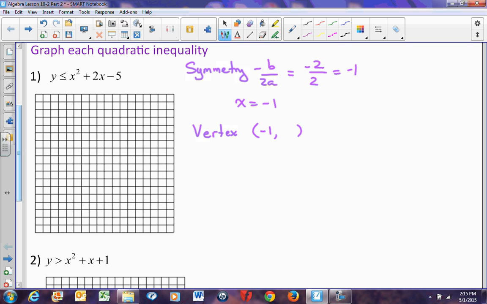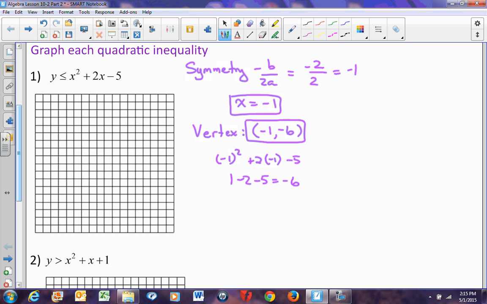Now I'm going to find the y value of my vertex. I'm just going to put in negative 1 for x. So I have negative 1 squared plus 2 times negative 1 minus 5. This is 1 minus 2 minus 5, which makes this minus 6. So the y value of my vertex is negative 6. I now have my axis of symmetry, and here's my vertex.